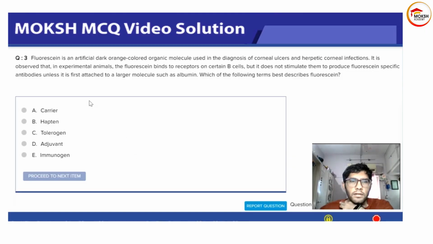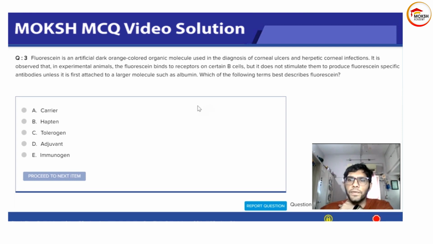Question number 3. Fluorescein is an artificial dark orange colored organic molecule used in diagnosis of corneal ulcers and herpetic corneal infections. It is observed that in experimental animals, the fluorescein binds to receptors on certain B cells, but it does not stimulate them to produce fluorescein-specific antibodies unless it is first attached to a larger molecule such as albumin. Which of the following terms best describes fluorescein?